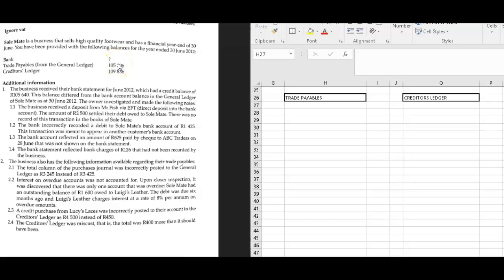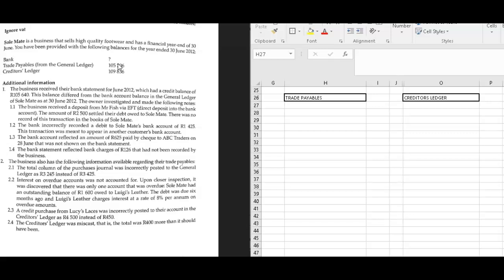Now, what's the difference between the balance in the trade payables versus the creditors ledger? The balance in the trade payables is basically all your creditors who you owe combined. So let's say I owe money to persons A and B. In the trade payables amount, it'll just be the total amount of money I owe them. It won't say how much I owe A and how much I owe B. No, it just says, for example, I owe 1,000 Rand. It doesn't say who I owe what amount to. But in the creditors ledger, it'll tell me the individual amounts.